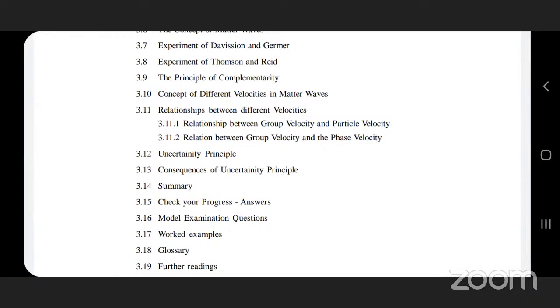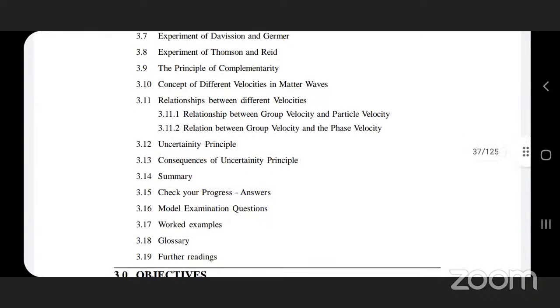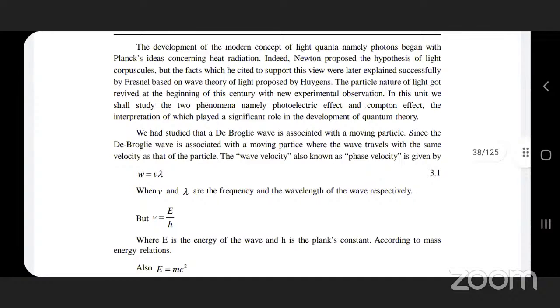So that is to be noted here. These are the concepts, so let you know about that. What is the introduction of this? The development of the modern concept of the light quanta.